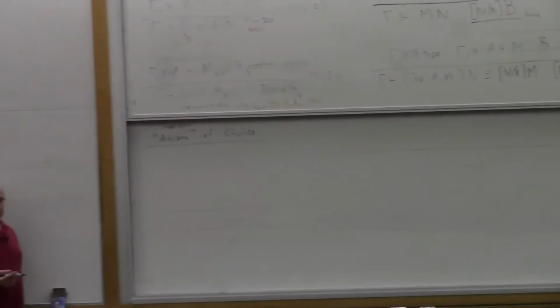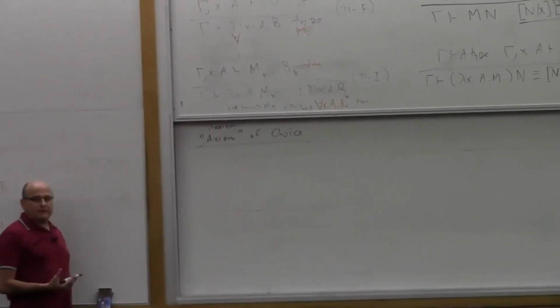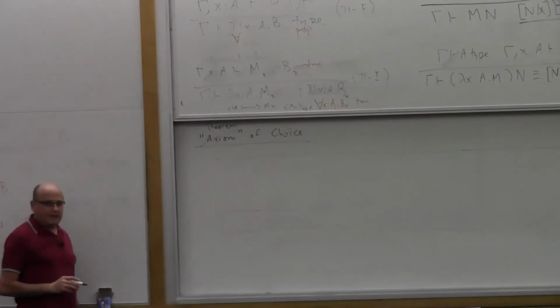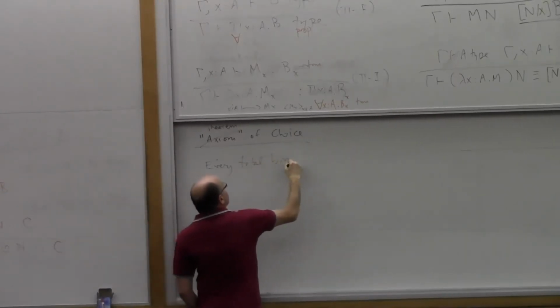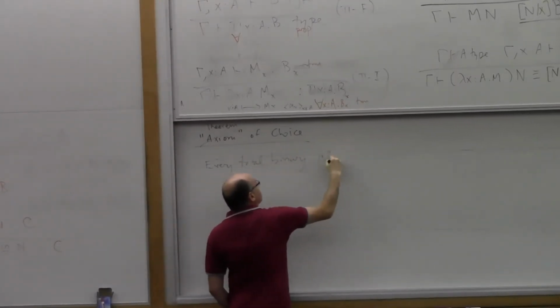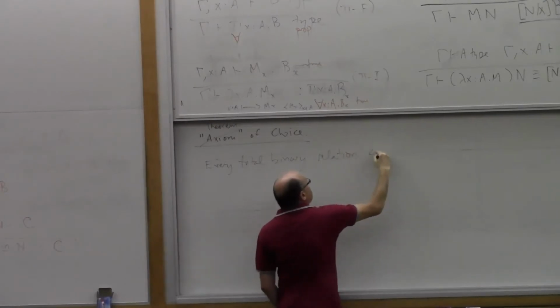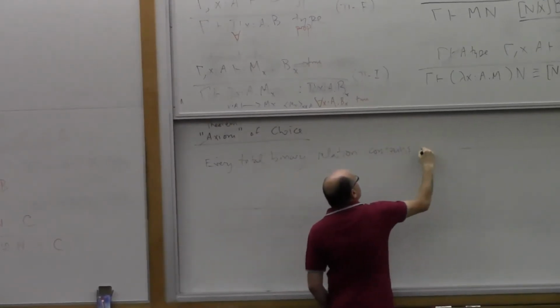But a very basic one is, every total binary relation contains a function. So how do you say that? One way to say it is, I'll write it out sort of in English, every total binary relation contains a function.